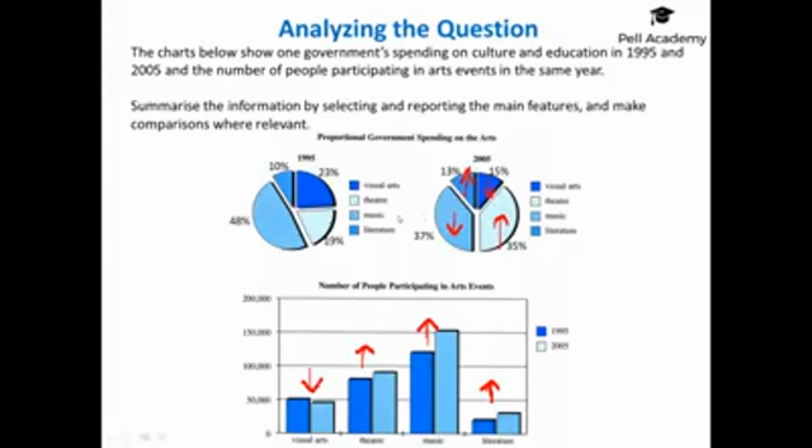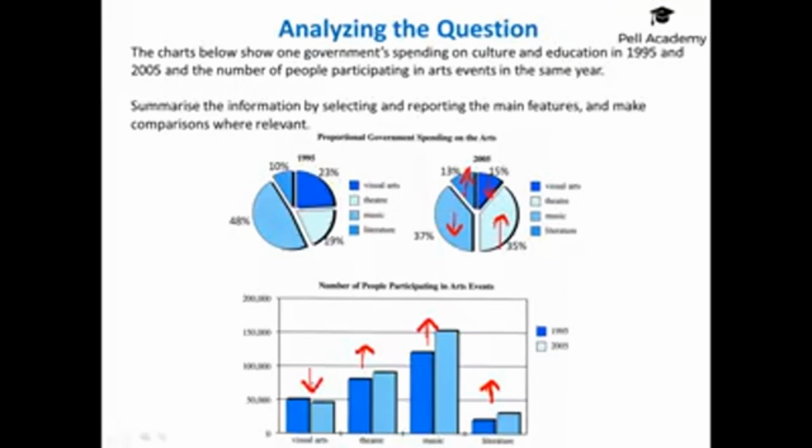A lot of you went with which was the main segment, and down here a lot of you went with music was the highest in both years, had the most participants in both years, and that's fine. That's a perfectly acceptable overview. What I thought you could have done better was to group these. Some of you did, some of you didn't, but in the details paragraphs, it would have made sense to put these two together because they increased, and put these two together because they decreased.